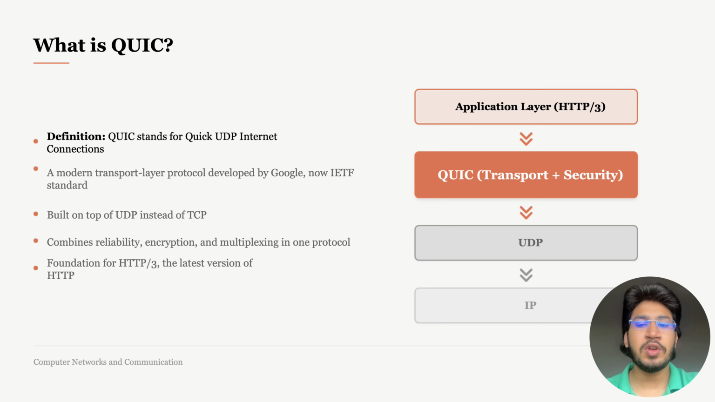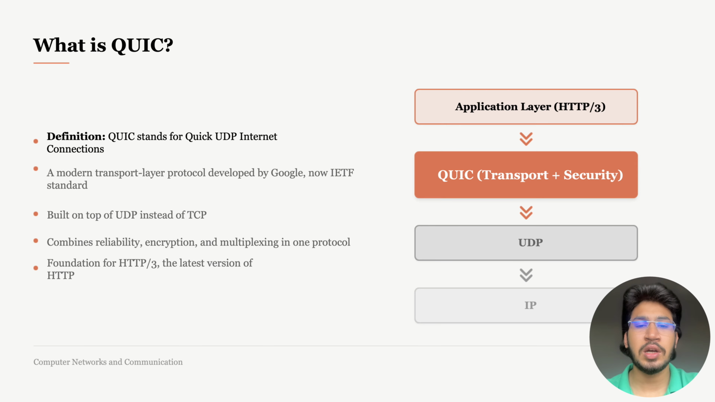This is why QUIC is considered a modern transport protocol, because it is built for the current internet, where people want websites to load fast and connections to stay secure. It is the foundation of HTTP/3, which is the latest version of HTTP. When we use modern websites like Google, QUIC is working behind the scenes even if we don't notice it.